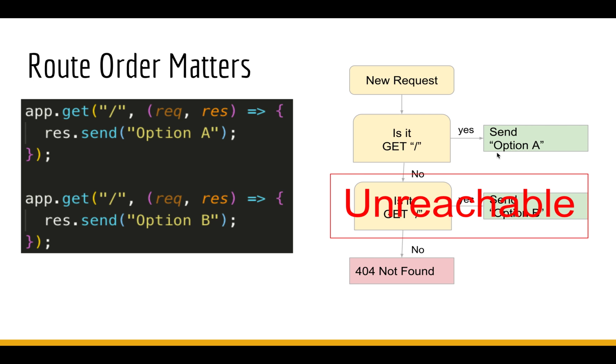The correct answer is that it's going to go to option A, because at this point option B is unreachable. Nothing will ever be able to get option B sent back to it because the first route will always take it. So it's important to remember that the order in which you declare your routes in Express matters. You should put your more specific routes at the top and your more general routes at the bottom to avoid one of your routes accidentally taking something it's not supposed to.